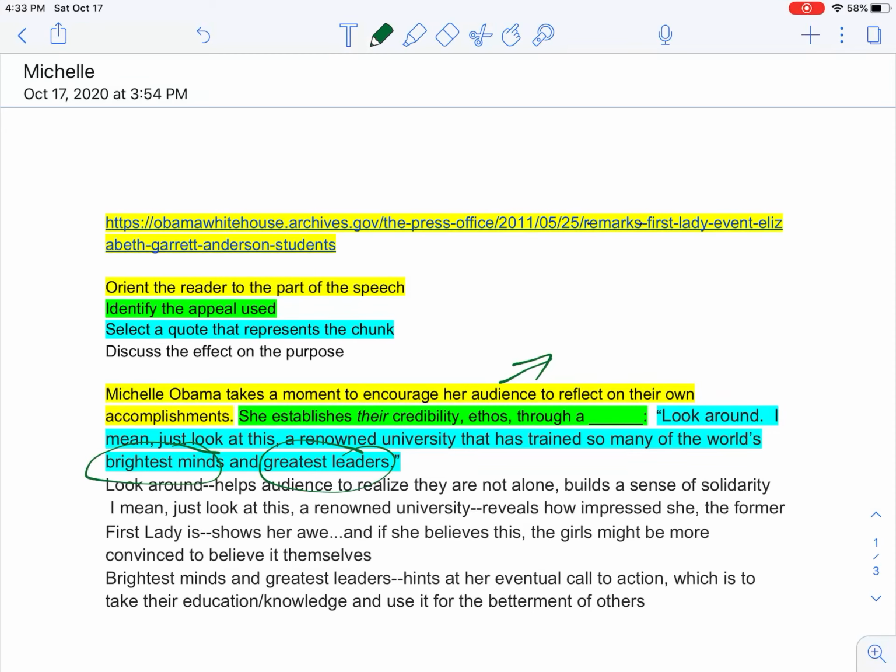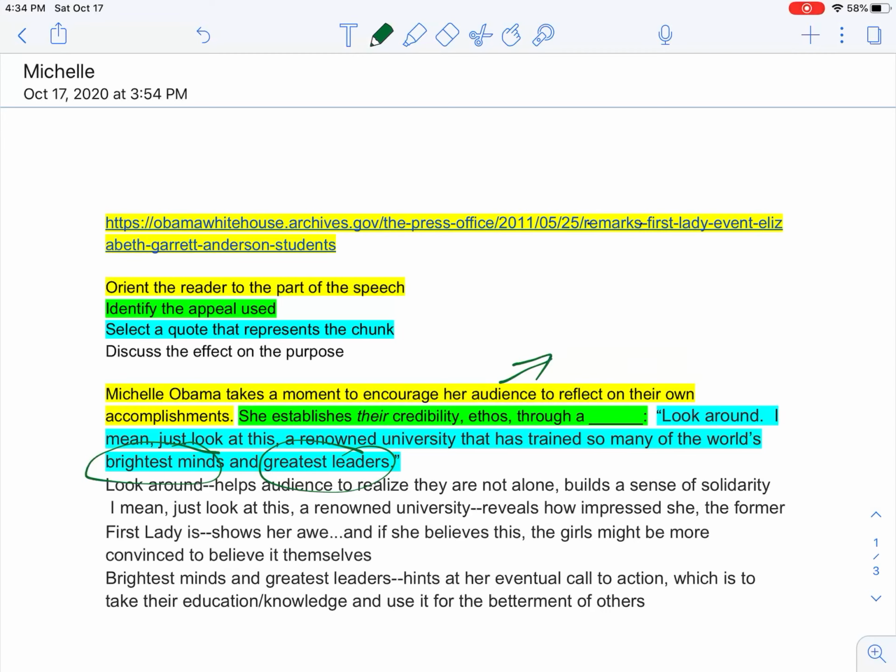Take those bright minds and sow into other women, other young ladies, others in their community, others in the world, and use what's been given to them and believe that you're strong enough to be able to do that and sow into the world around you.